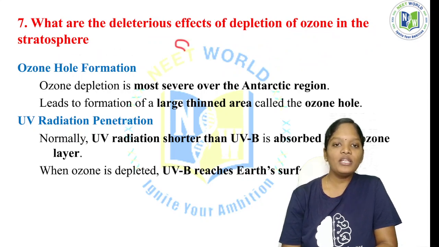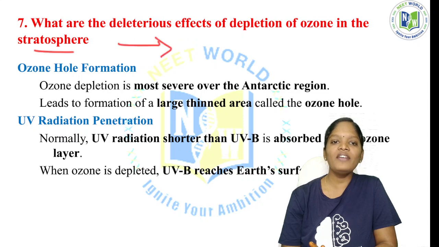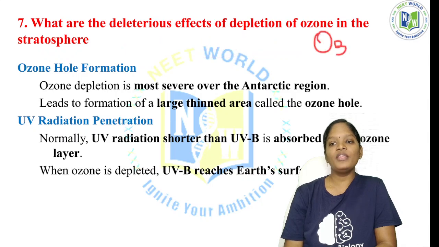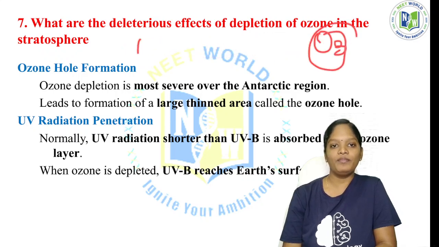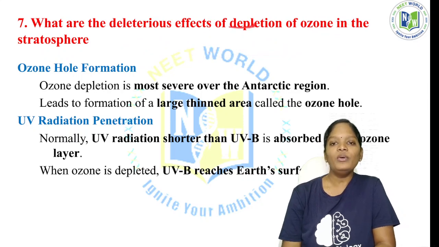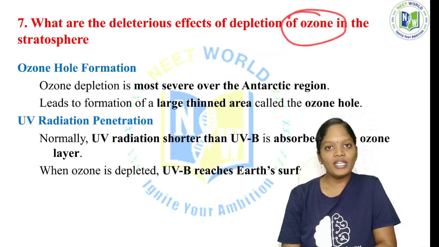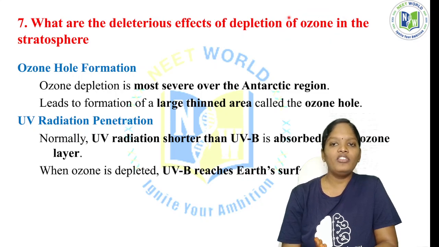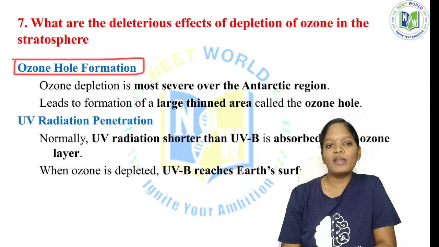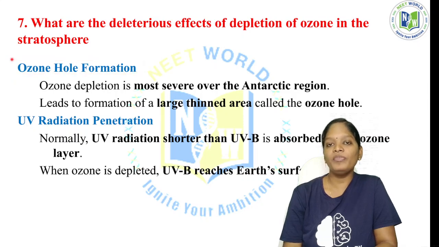So in the stratosphere, the second layer of the atmosphere, we have a layer called the ozone. We can represent ozone as O3. O2 means oxygen, O3 means ozone. Now this ozone is very important for human survival. Now, how is the ozone hole formed? How is ozone formed, and how is it depleting? What is the scenario?